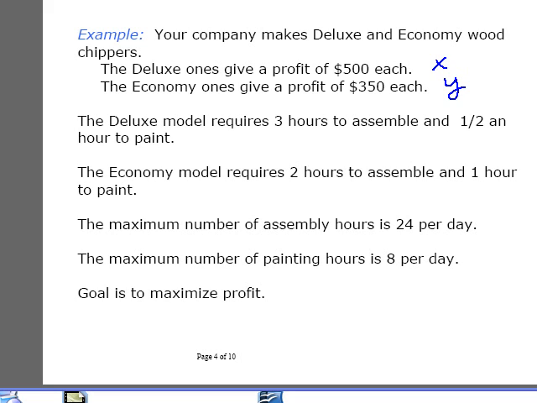But here's the manufacturing constraints. The deluxe model requires 3 hours to assemble and a half hour to paint. The economy model requires only 2 hours to assemble, but it requires 1 hour to paint. And the number of assembly hours I have per day is 24. So I can only get enough people for 24 hours of assembly time a day. The painting is restricted to 8 per day. And my goal is to maximize this profit. I want to maximize this.